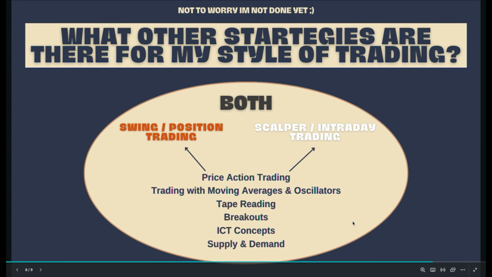Now, if you are wondering what other strategies there are for my style of trading, let's say you're a swing trader or a scalper and you're wondering what else you could use. You can do price action trading. You can trade with moving averages and oscillators. There's tape reading, breakouts, all types of ICT concepts, supply and demand. They apply to both styles of trading. You just have to either make your own or find someone that already made a trading strategy around your type of trading. All right, it's not that complicated.